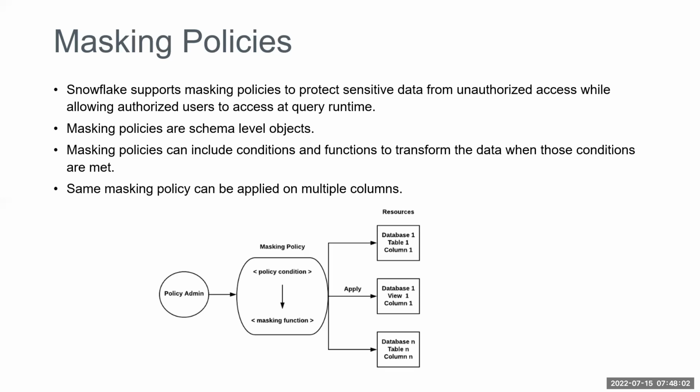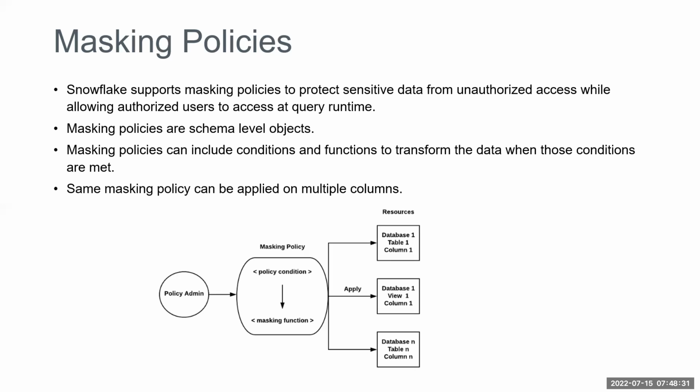The same masking policy can be applied on multiple columns. Suppose I am using the same column in a number of tables, such as a customer table and a product table. If I want to hide that column in all the tables, we can create only one masking policy and apply it on multiple columns. If you see this diagram, you will get some understanding.